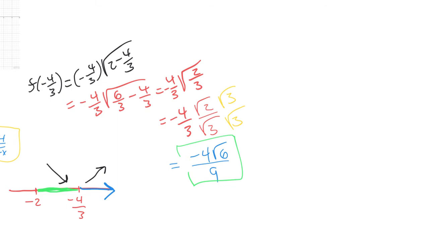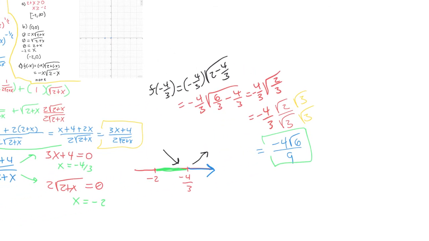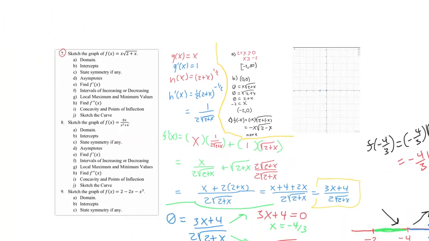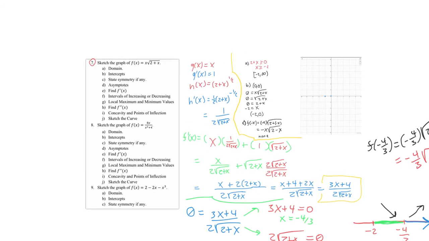Now, if the teacher wants the actual coordinates of the minimum, then it would be negative 4/3 because that's the x value we plugged in. And then the y coordinate that we just discovered is negative 4 times radical 6 all over 9. So that is the minimum. What else are we looking for?